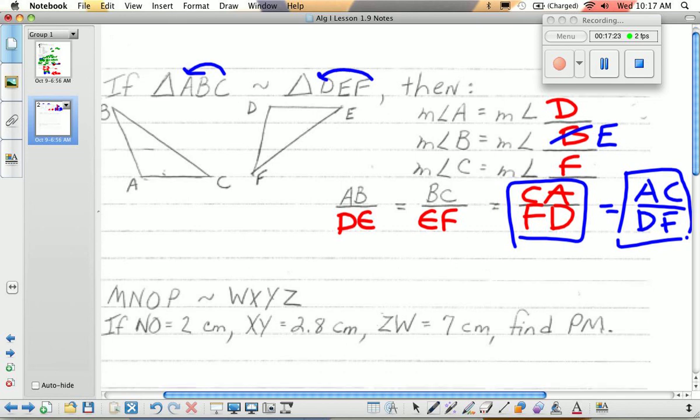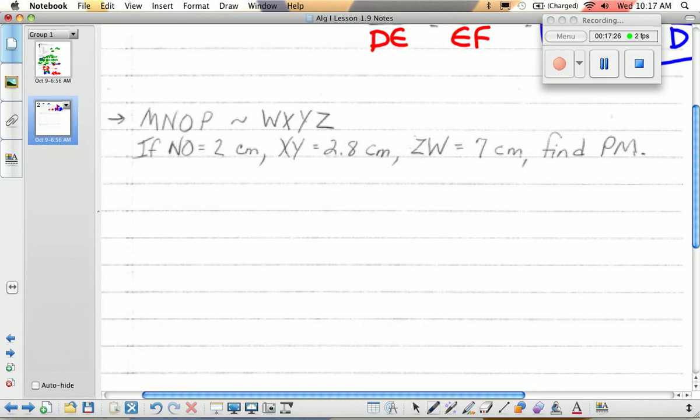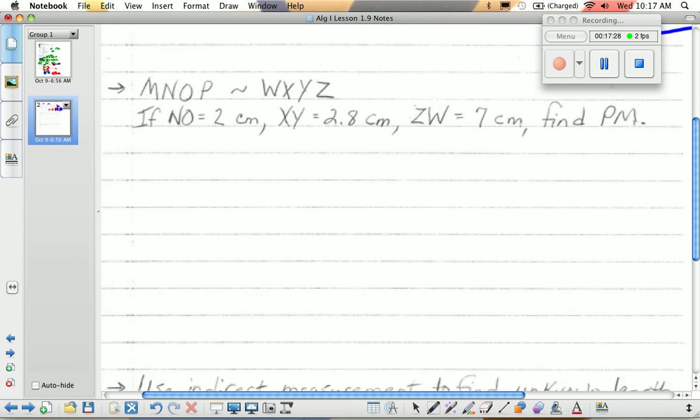Okay, now that we practiced that, let's do one without a picture. We have a 4-letter name of something, so what do you suppose this figure is? Rectangle or square? Well, it could be a rectangle, it could be a square. It can't be a triangle because it has 4 corners, so at best, for sure we can say it's a quadrilateral. So we have quadrilateral MNOP that is similar to quadrilateral WXYZ.